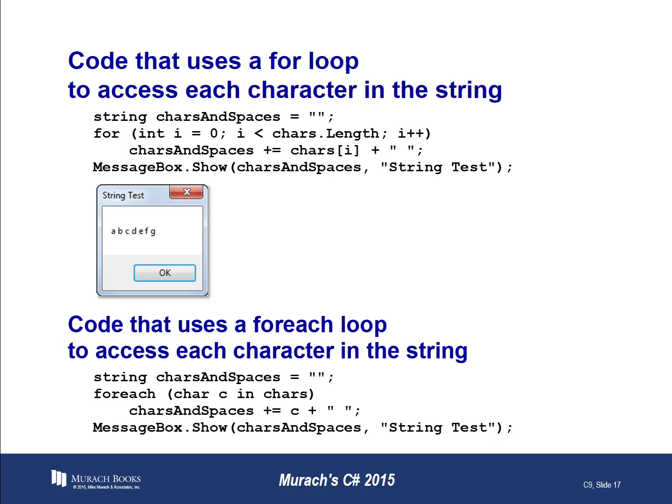We can use for loops or for each loops to manipulate each individual character that's stored in a string. Both the code at the top of this slide and at the bottom of the slide do the same thing. They insert spaces between each of the characters. The top one uses a traditional for loop, the bottom one uses a for each loop, but the result is the same.